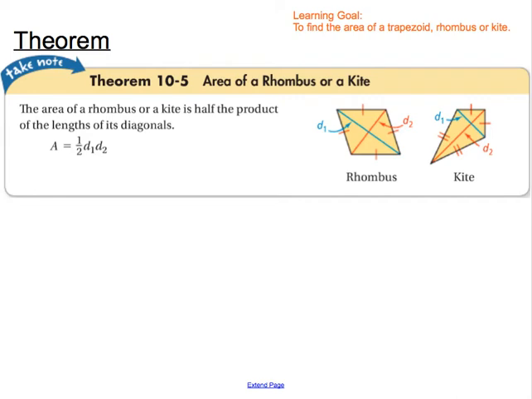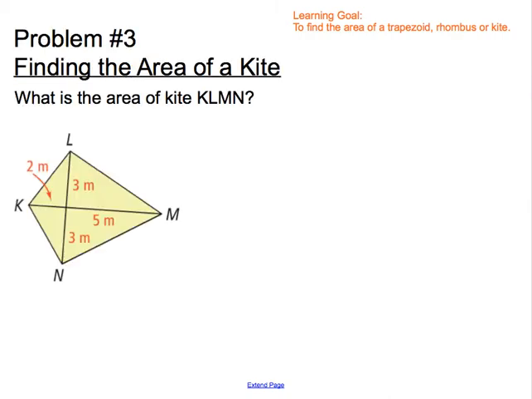Theorem 10.5 tells us that the area of a rhombus or a kite is 1/2 the length of D1 times D2, where D1 and D2 represent the lengths of the diagonals. So let's go ahead and take a look at a couple examples. The only thing that we need to find the area of a kite is the length of the two diagonals.